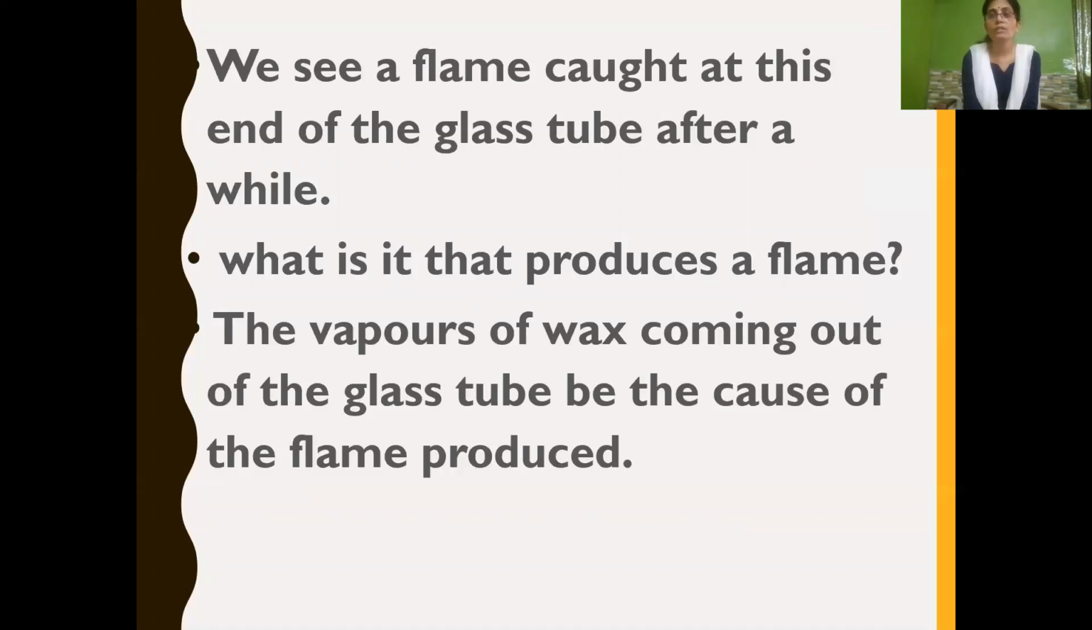What is the reason? What produces a flame at the other end of the glass tube? That is because when you keep one end of the glass tube in the flame of the candle, the vapors of the wax come out, pass through the glass tube and reach the other end of the glass tube also. That vapor catches fire when we keep the burning matchstick at the other end, and it causes the flame to be produced.